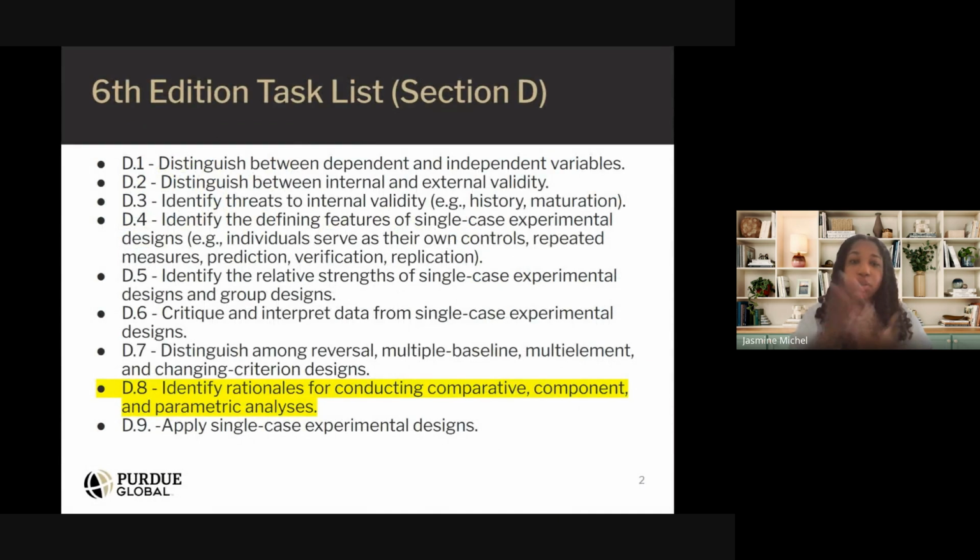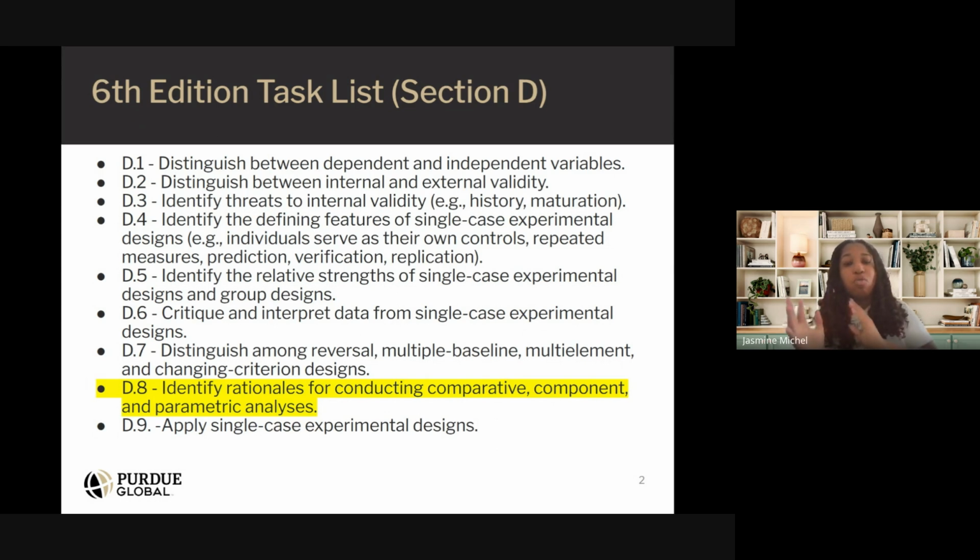So just a review, this is the task list for section D. It's about dependent and independent variables, internal and external validity, identifying threats to internal validity, like history and maturation, talking about single case experimental designs, the strengths of single case experimental designs, and interpreting experimental designs. There's going to be different types of designs, including multiple baseline, multi-element, change of criteria, etc.